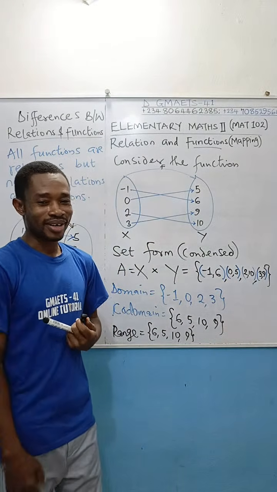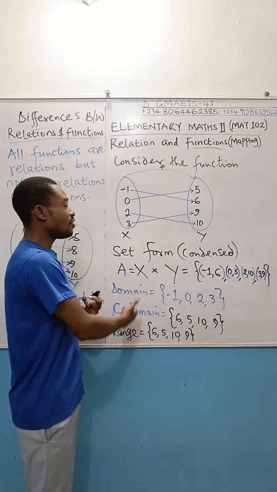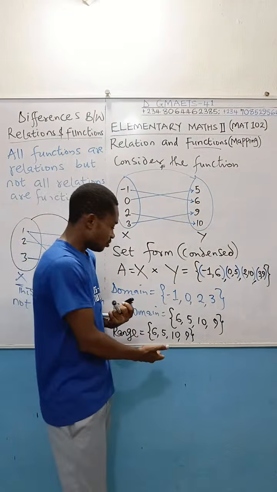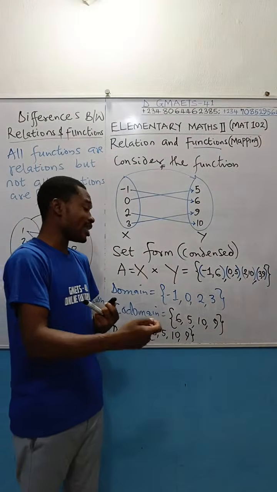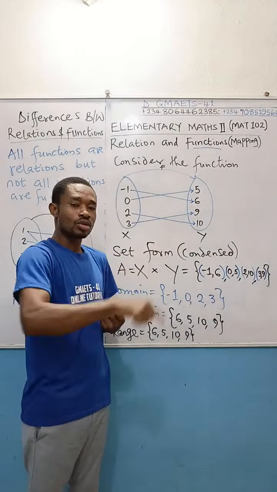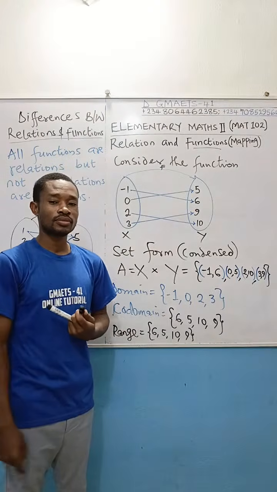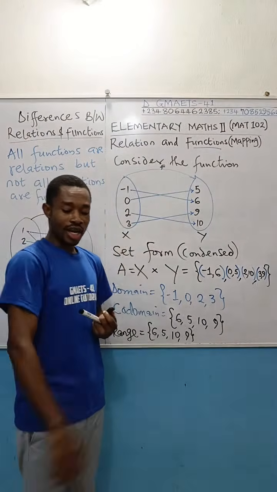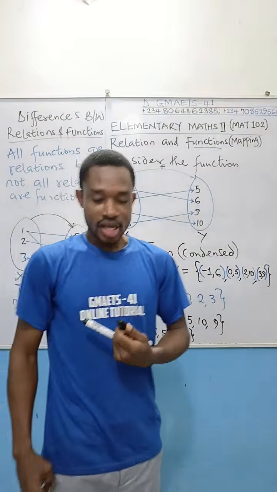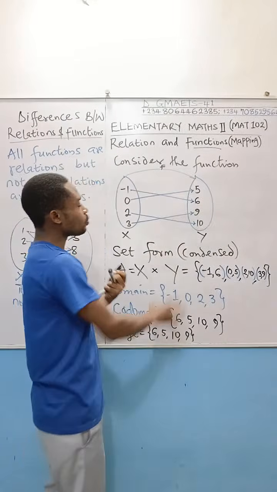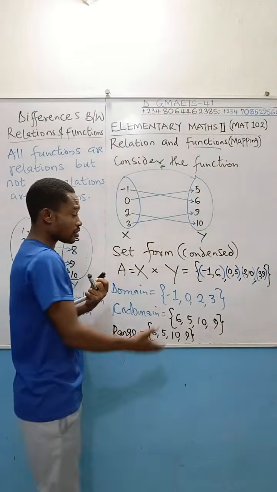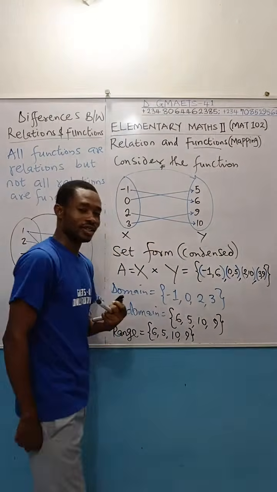Don't worry, we'll talk about that. If you are asked for the image, the image is simply these elements: 6, 5, 10, 9, without the set notation. That is it. I think I've shown you the condensed form of how to present a function, in case you see something like this and you're being asked a question on it.